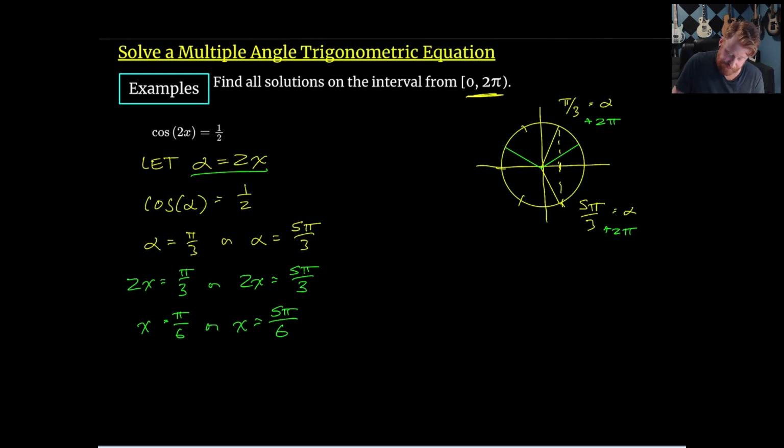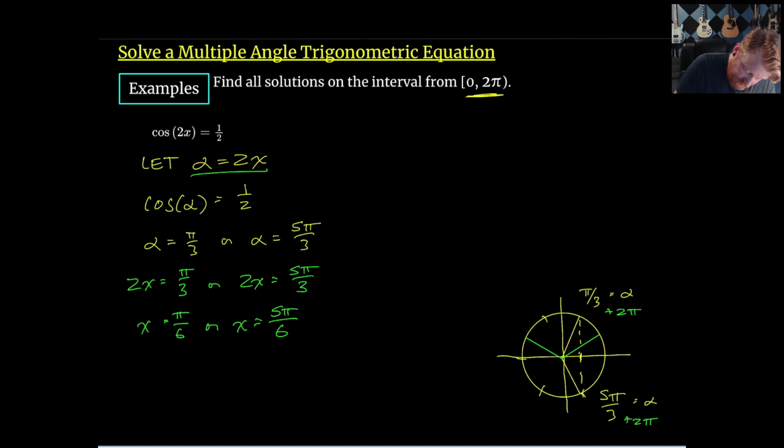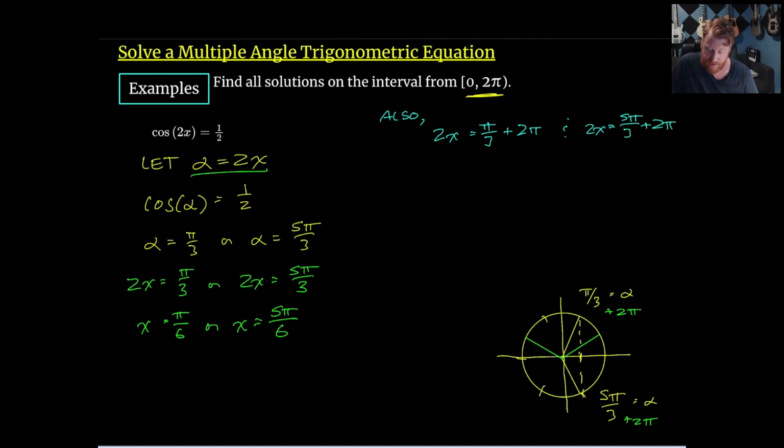Maybe let's switch to blue, and let me move my unit circle out of the way. So what I'm saying is that it is also true that 2x equals pi over 3. I might want to add 2 pi to that as well. And it's also true that 2x is equal to 5 pi over 3, but I could add 2 pi to that as well and get another angle. And we'll see that when I solve for x, we'll still get some solution that is in our interval from 0 to 2 pi.